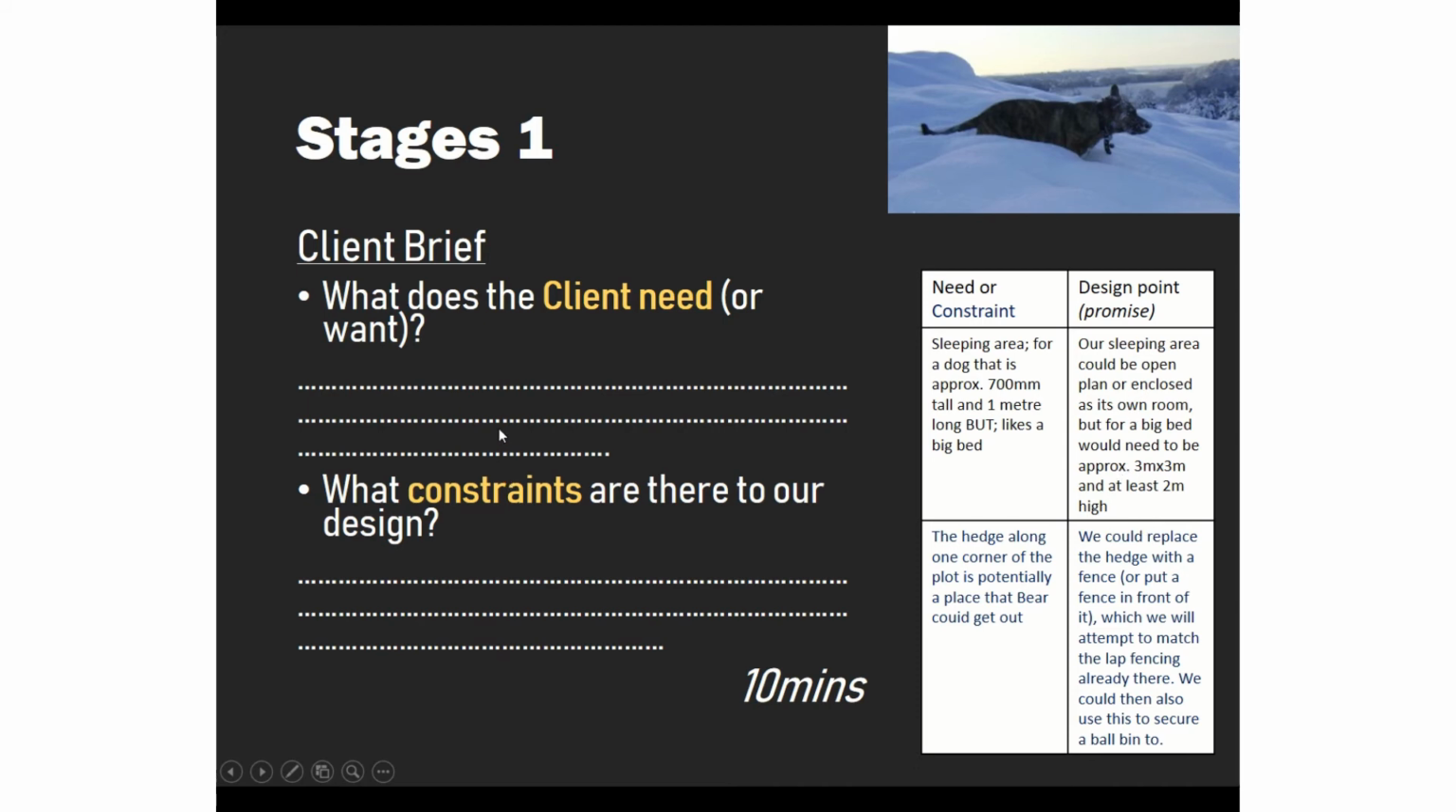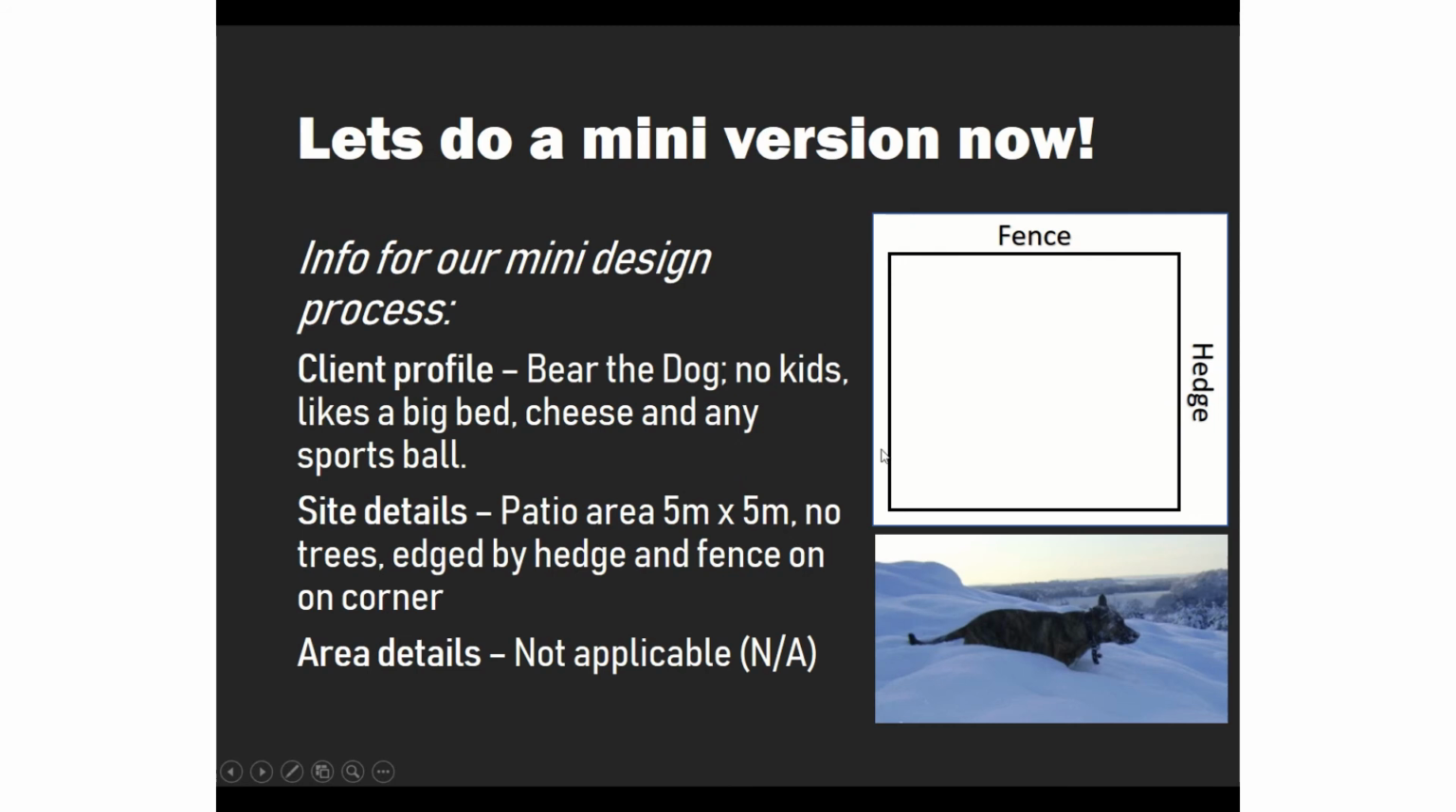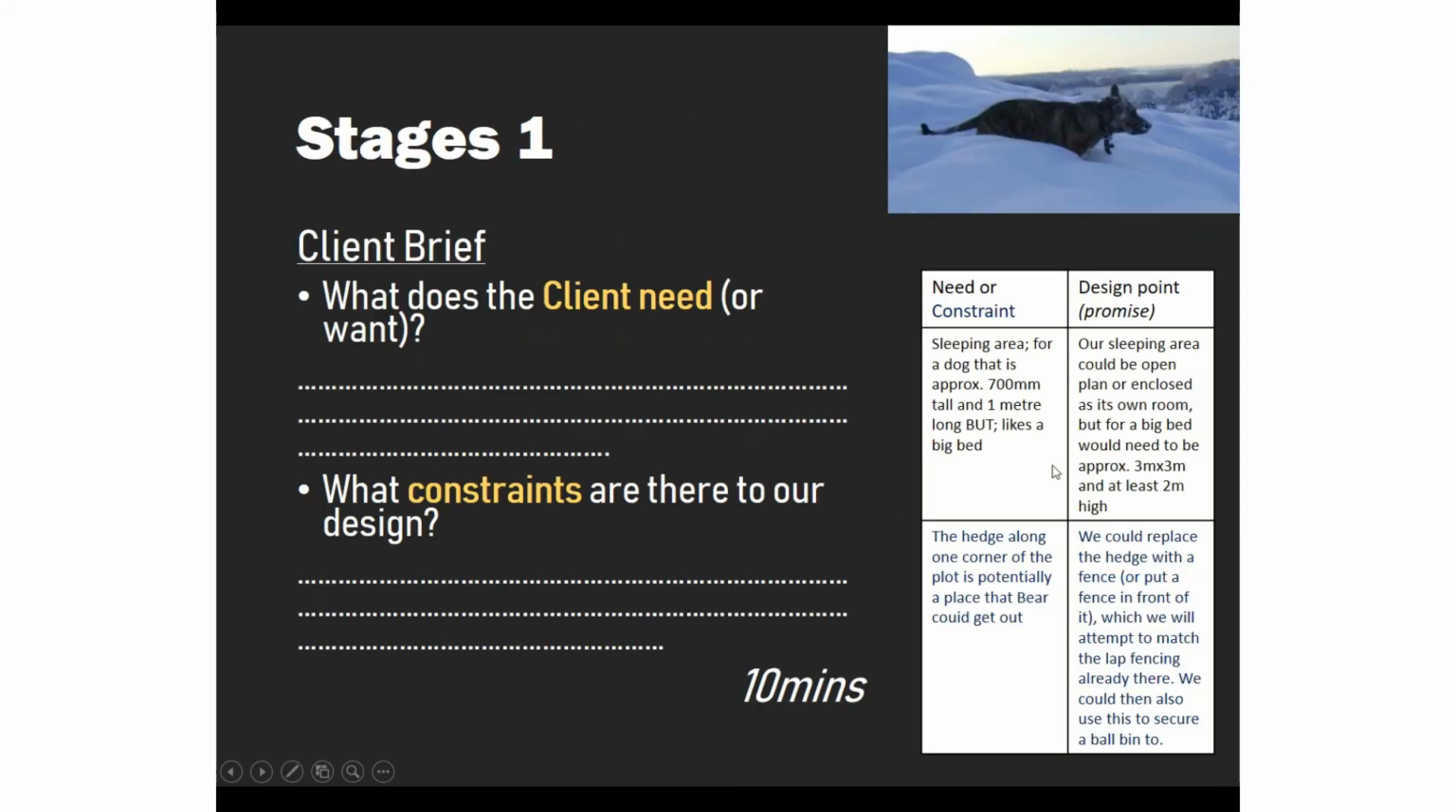So your first bit to do is sketch out the basic area, the basic site plan. The second bit is you put together a client brief, coming up with ideas. Don't think of this as a writing thing. This is more about getting ideas down. It's just about getting ideas down, saying what the need is, saying what the restriction or constraint might be, and then getting some ideas down as to what you could do for Bear.